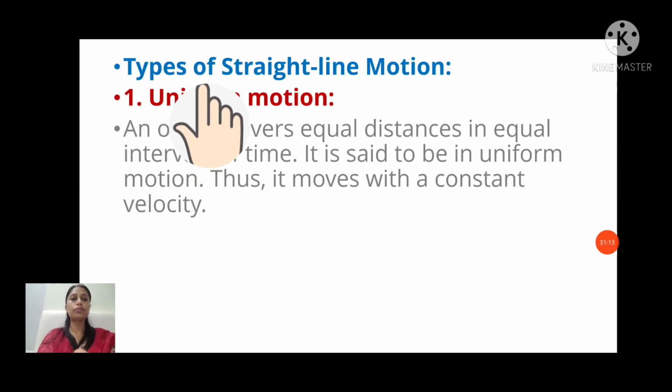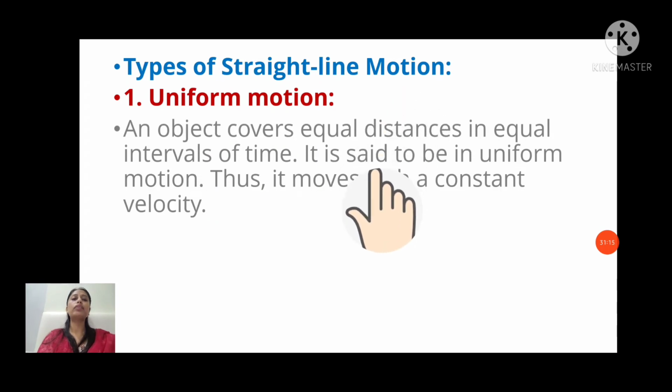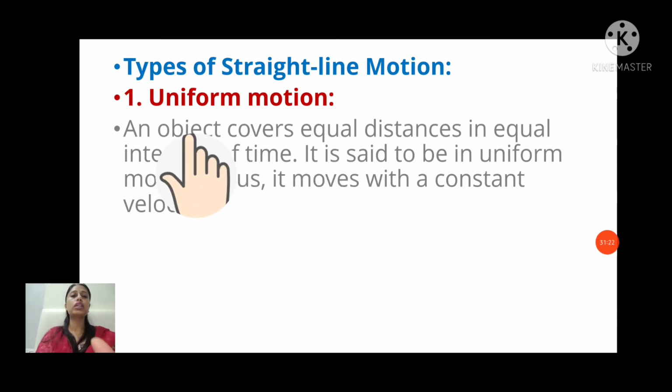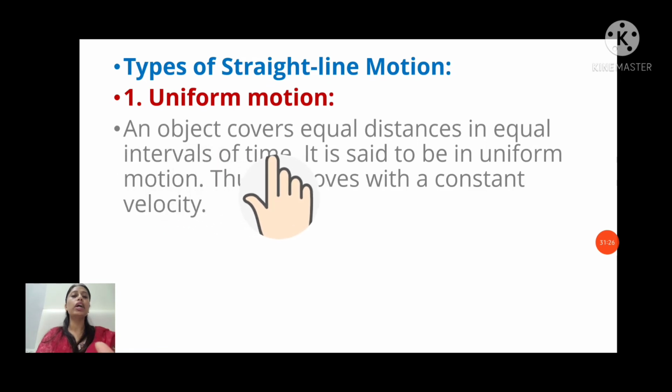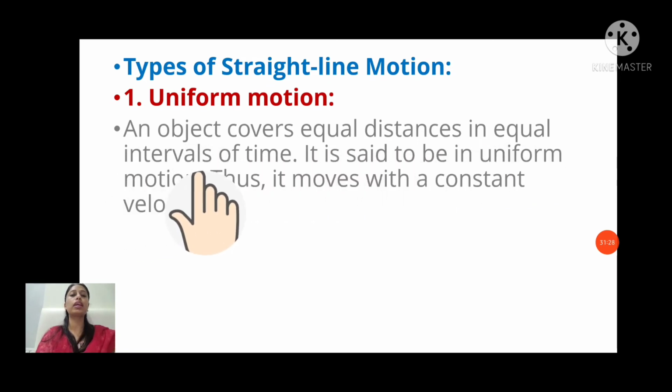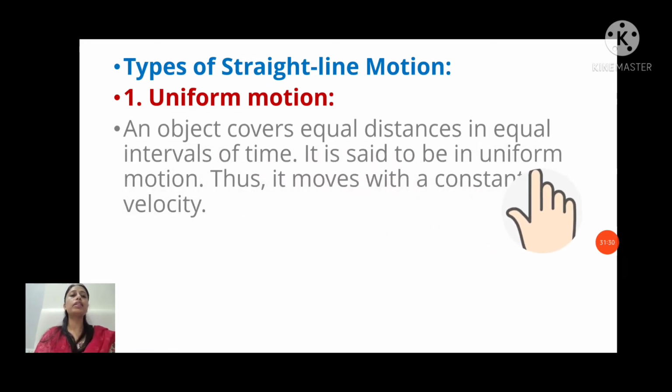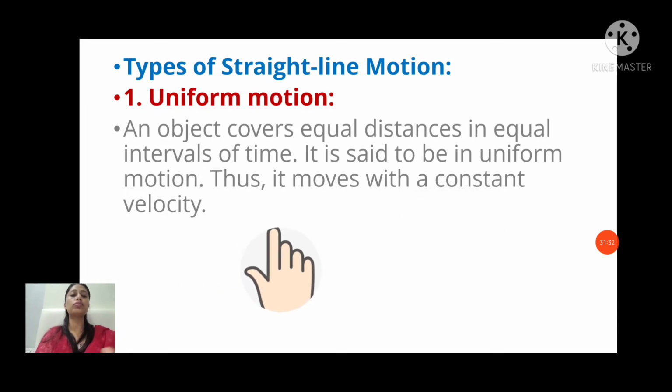Now, the types of straight line motion. We know straight line motion: if any motion is in a straight line, then it is straight line motion. We have already discussed uniform motion also, but in short we will understand again. An object covers equal distances in equal intervals of time, it is said to be in uniform motion, thus it moves with a constant velocity.